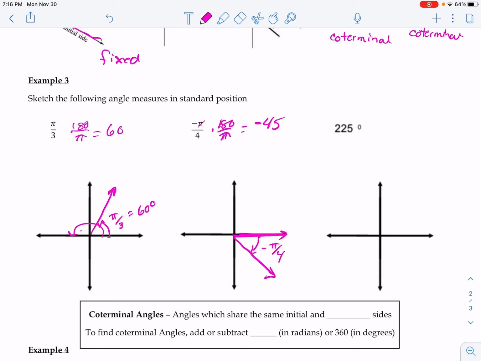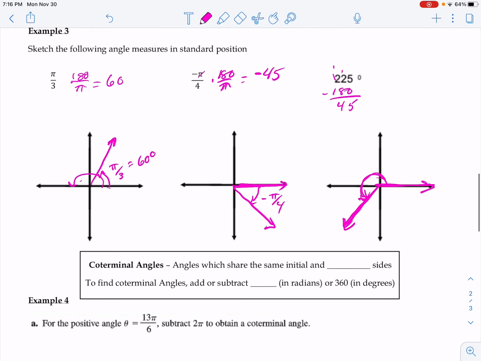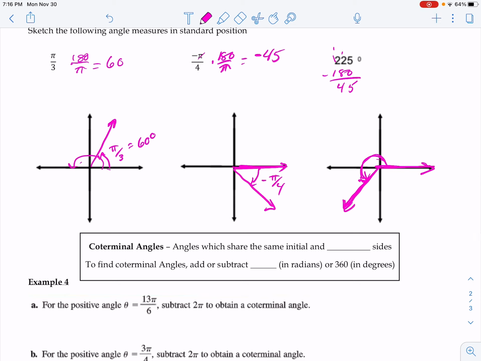I want you to start thinking in radians, not degrees. All right, that's the goal. 225, that's 180. If you subtract 180, what do you get? 45 degrees. So it's 180 plus 45 more. So it goes like this. Remember, this is the initial side, it's fixed. This is the terminal side, it rotates. And this is a positive angle. Okay, coterminal angles share the same initial side and terminal side.